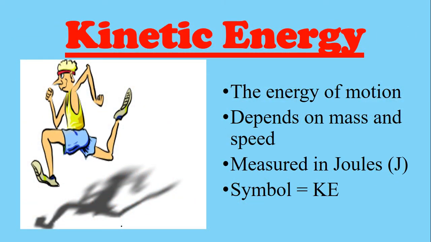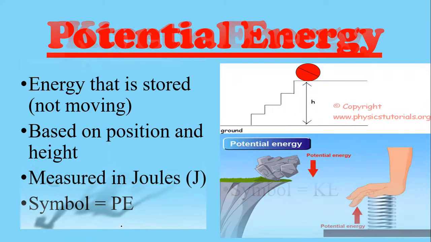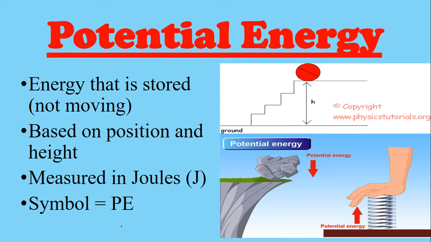Kinetic energy is the energy of motion. If something is moving, it has kinetic energy. And kinetic energy depends on the mass and the speed of the object. We measure it in joules, and the symbol for kinetic energy is going to be KE. Potential energy is the energy that is stored, or energy not moving. It is based off the position of the object and the height of the object. Potential energy is also in joules because all energies have the unit of joules, and the symbol here is PE.